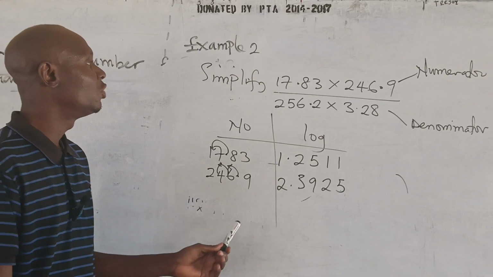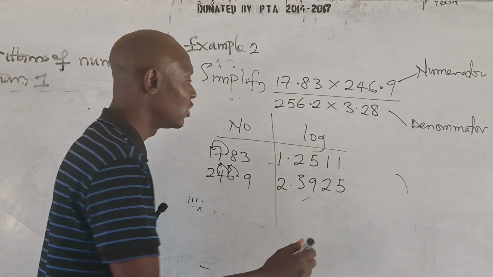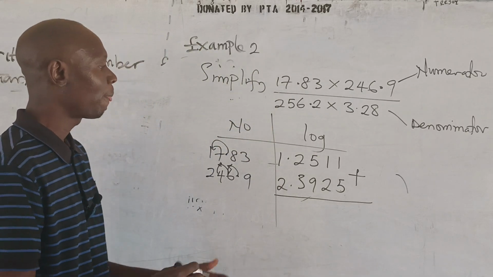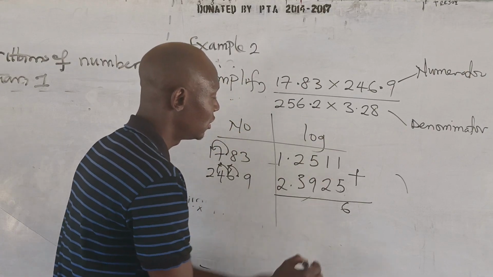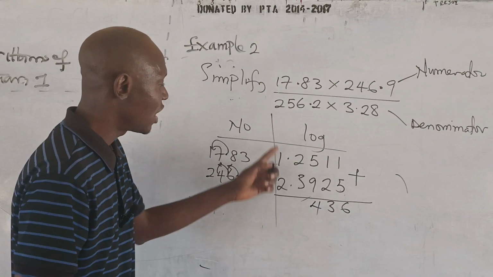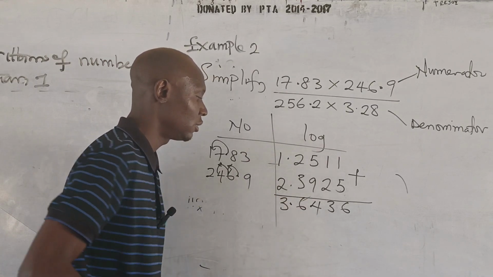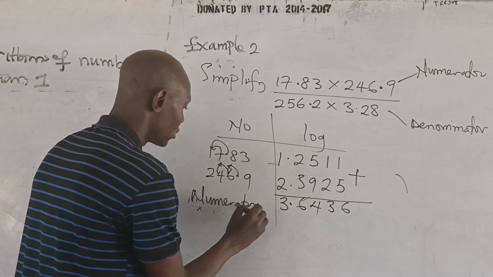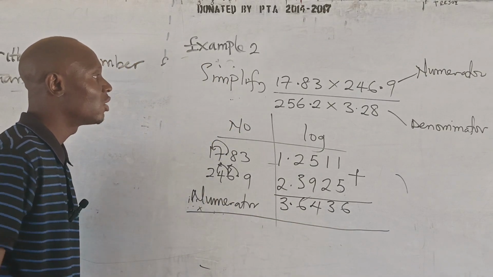Now, due to the fact that we have multiplication here, we are going to add the numerator together. So from here, we have 6, we have 3, we have 14, then we have 6, then we have 3. So that is our numerator.